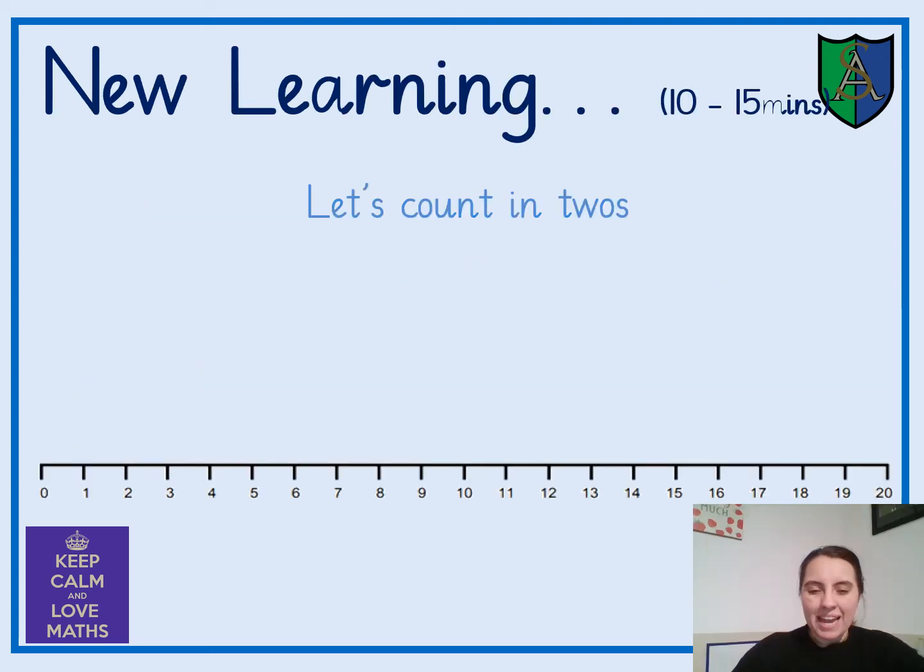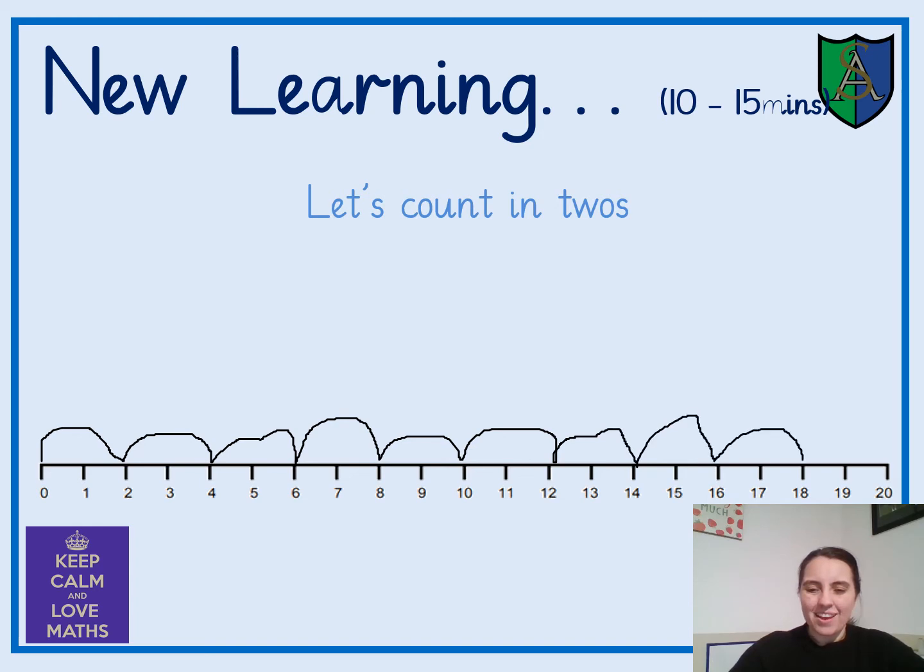Here is our number line. Let's practice counting in our twos using this number line. Okay? 2, 4, 6, 8, 10, 12, 14, 16, 18, 20. Well done, everybody. We've practiced skip counting in our twos.